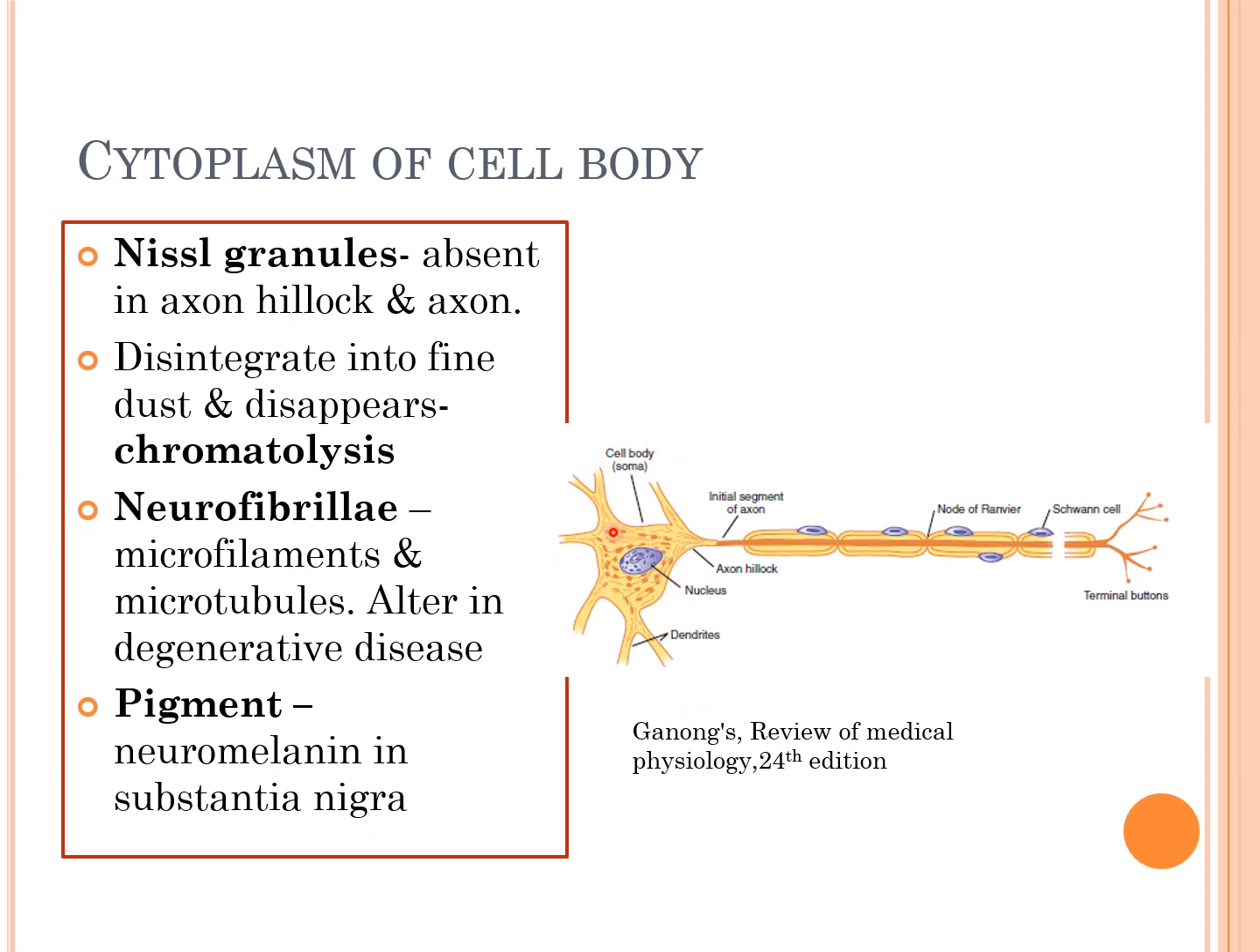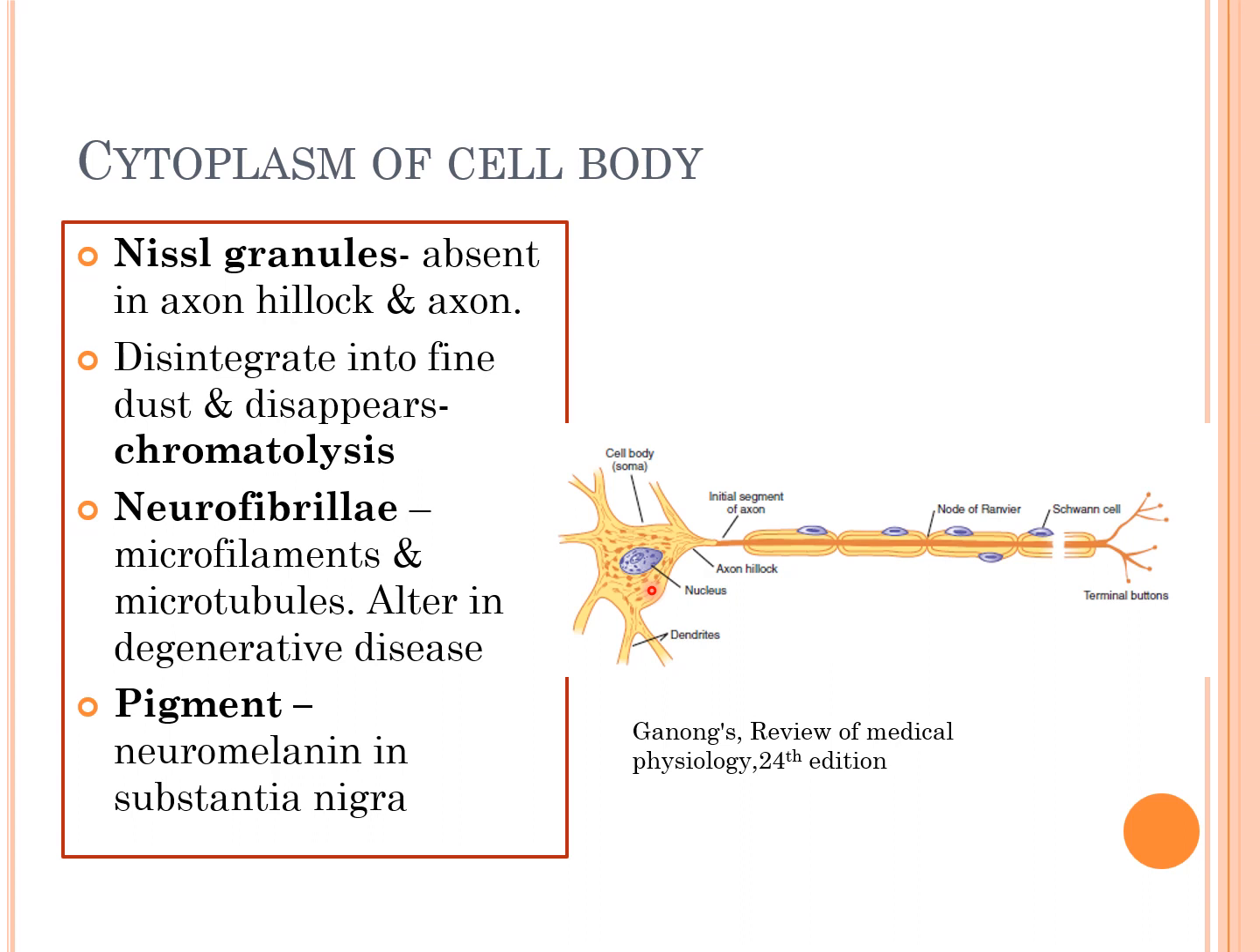Nissl granules are present only in the cytoplasm of the cell body. These Nissl granules disintegrate and form fine dust-like structures when there is degeneration of the neurons. This process, the disintegration of the Nissl granules into fine dust and their disappearance during degeneration of neurons, is called chromatolysis. That is a process which occurs during degeneration of the neurons.